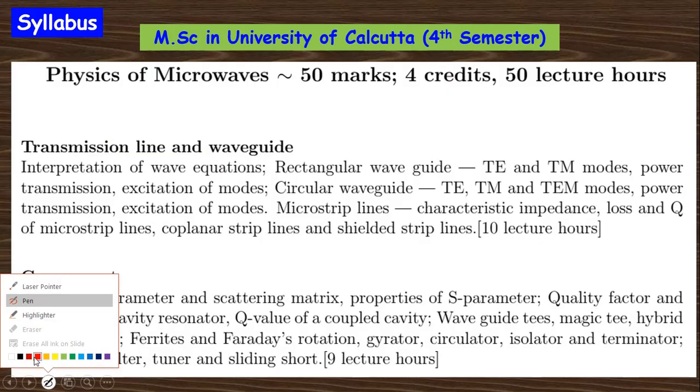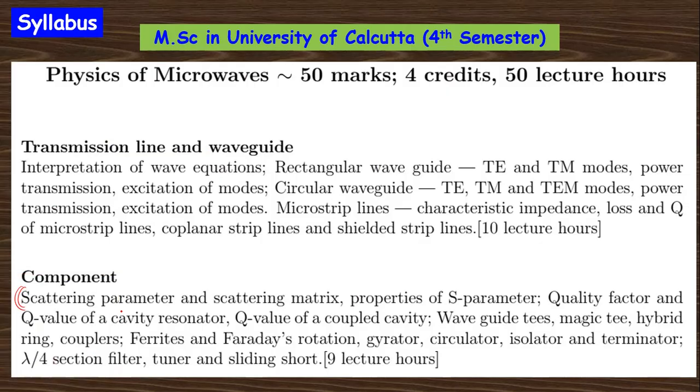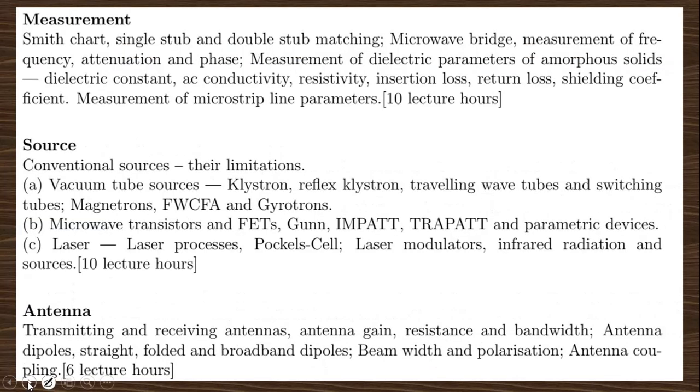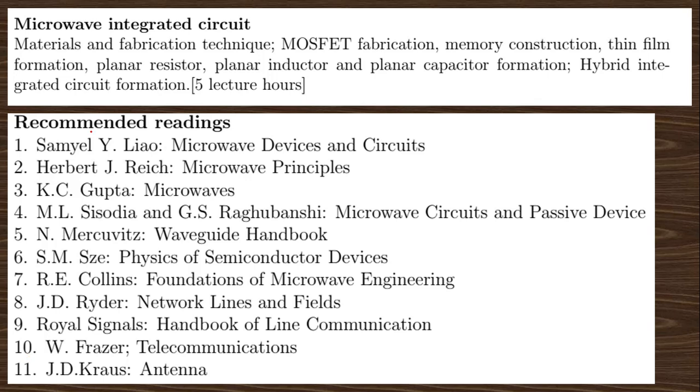You can see there, in the first part we covered this portion, in the second part we covered this one, and in the third part we want to discuss up to that portion, that is Faraday rotation, gyrator and circulator. In the next part we will discuss the rest. Okay, so this is the total syllabus, and this is the recommended book. We refer to this book actually.